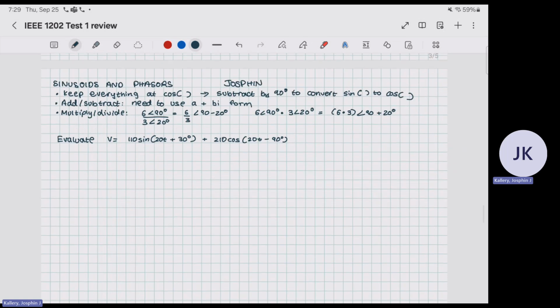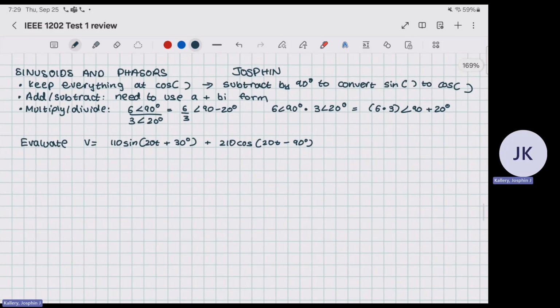So our next one up, it's sinusoids and phasors. That'll be a big part of the test. You'll see it across many problems. So be sure you've got this down. Do some practice problems over this. But a few things to keep in mind.